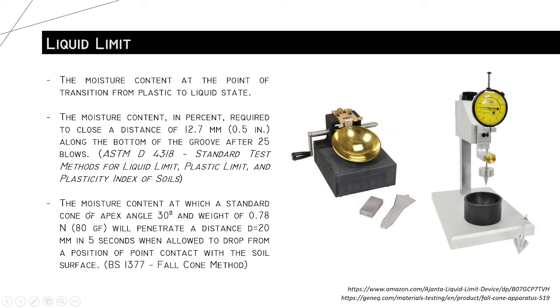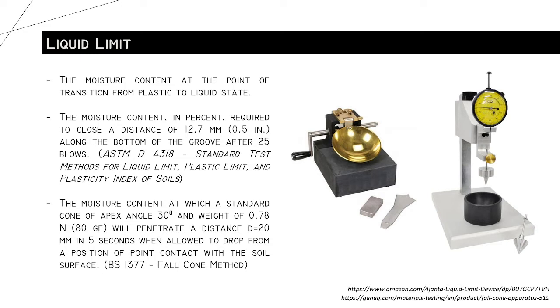So another method is BS 1377, or British Standard 1377, which is the fall cone method. And it uses the fall cone apparatus. In this method, the liquid limit is the moisture content at which a standard cone of apex angle 30 degrees and weight of 0.78 N will penetrate a distance of 20 mm in 5 seconds when allowed to drop from a position of point contact with the soil surface.